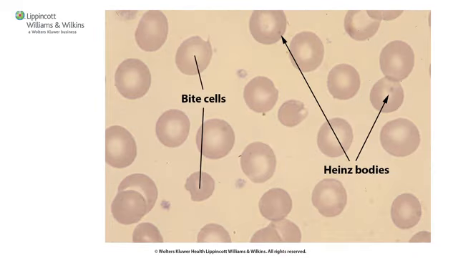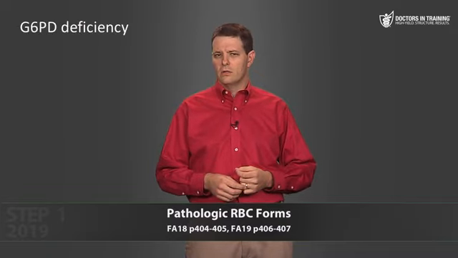A similar looking finding is called Heinz bodies. So Heinz bodies are these little clumps of denatured hemoglobin which shouldn't be there. And as these red cells pass through the spleen, the splenic macrophages just bite the Heinz bodies right out of the cell. And that leaves something called a bite cell. Now think back. When did we mention bite cells and Heinz bodies and oxidative damage to red cells before?